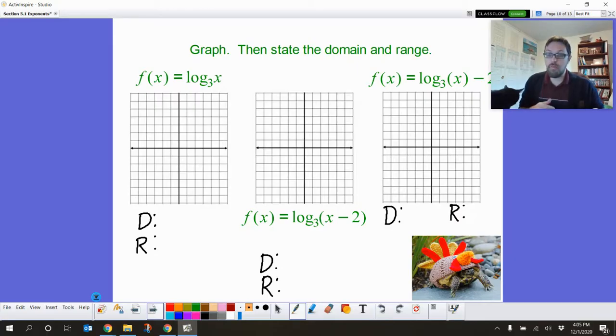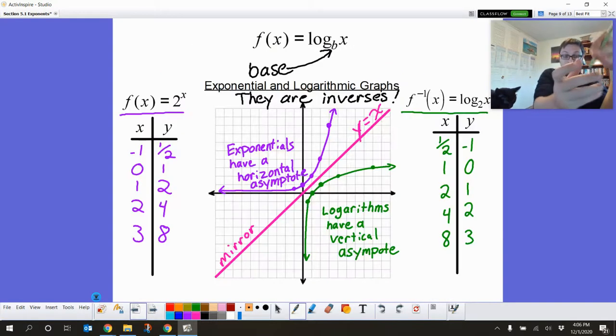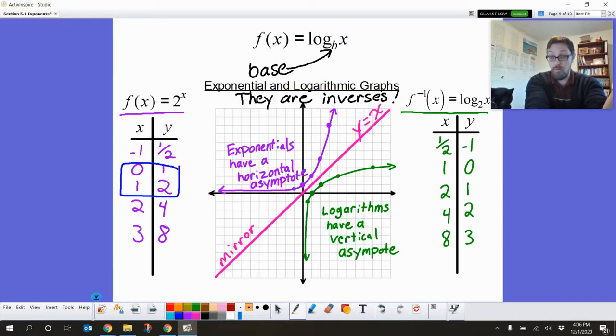To make these logarithmic graphs, we care about two numbers, just like we did for an exponential. In an exponential, we cared about these two, (0, 1) and (1, 0). We're going to do the same thing for a logarithm.